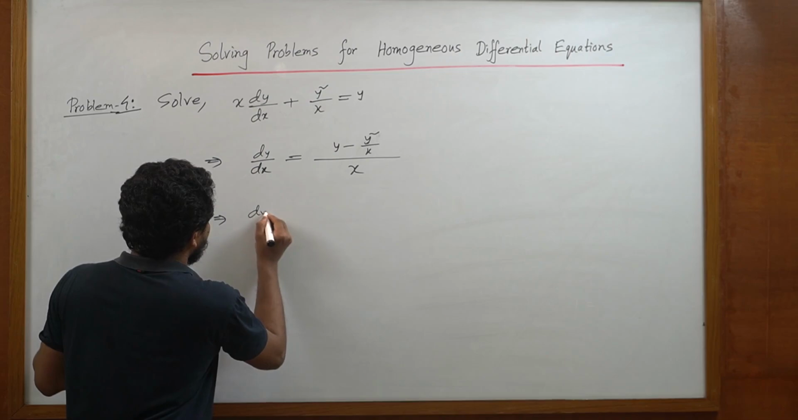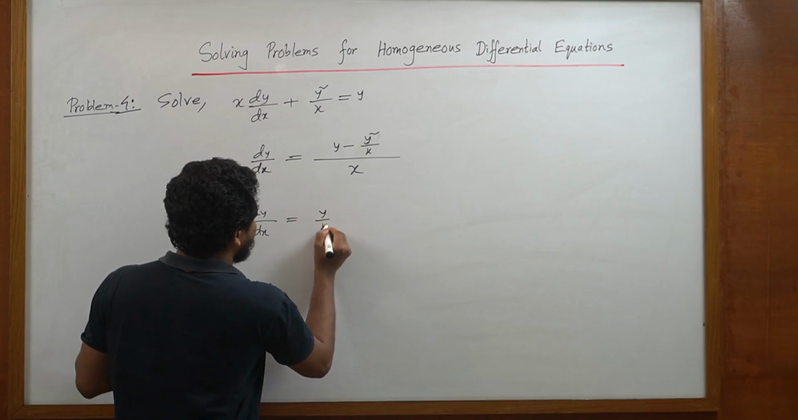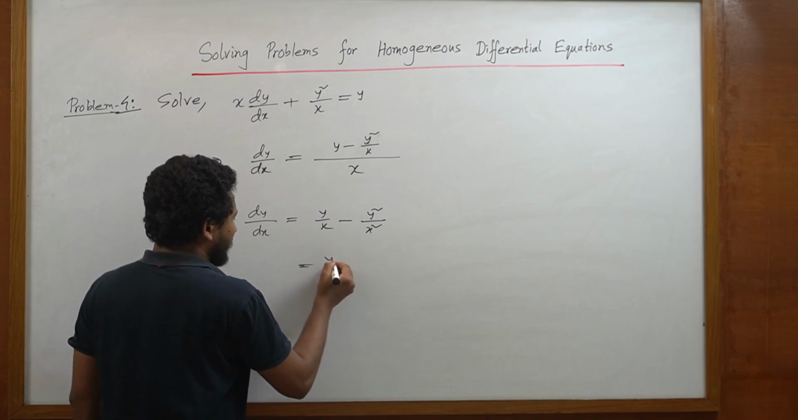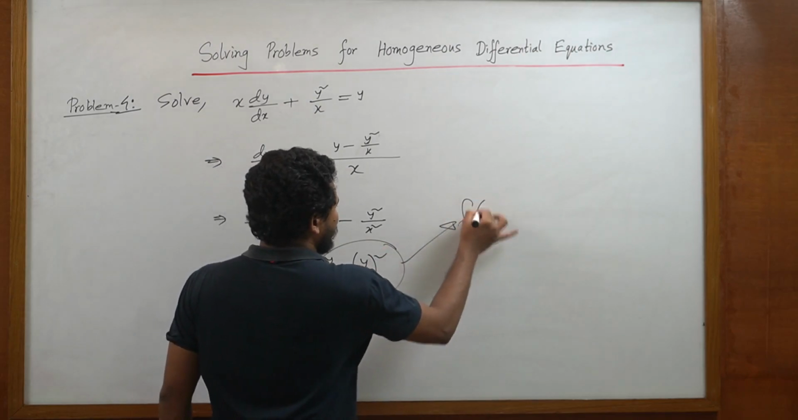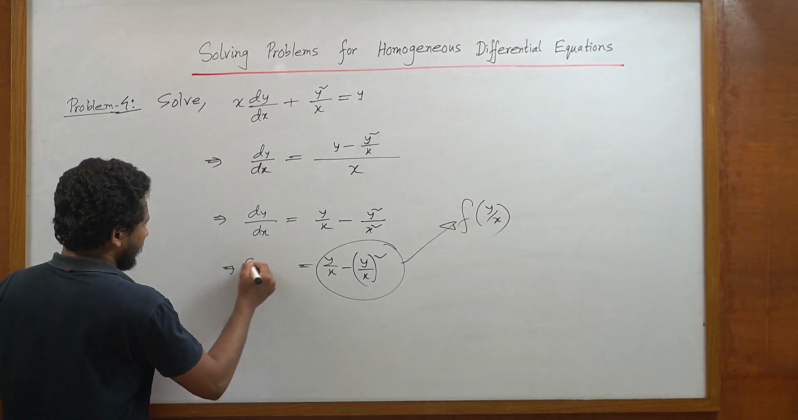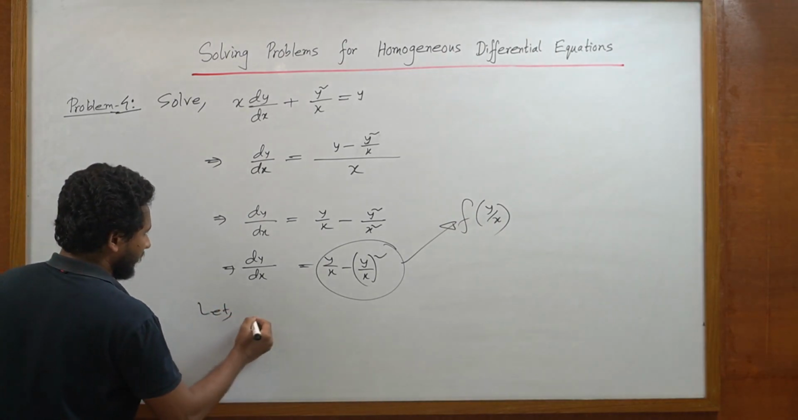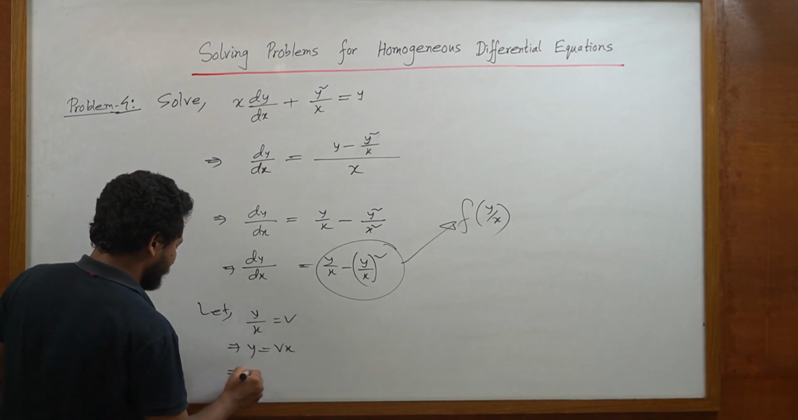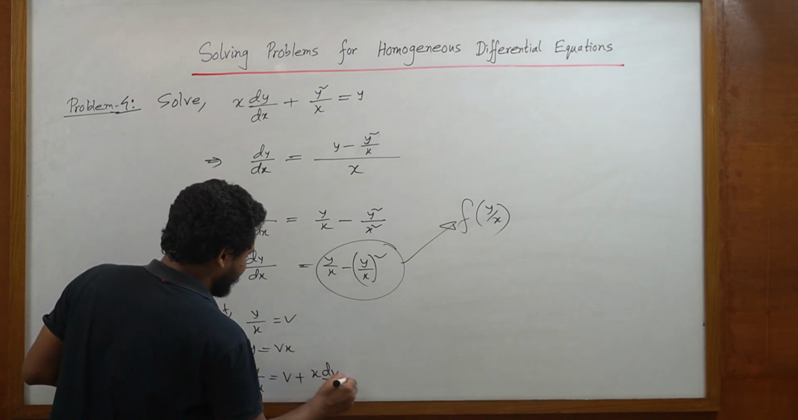Now we get dy by dx equals y by x minus y square by x square, and this is completely a function of y by x, so of course it is homogeneous. Now we will take y by x as v, so y equals vx, dy by dx equals v plus x dv by dx.